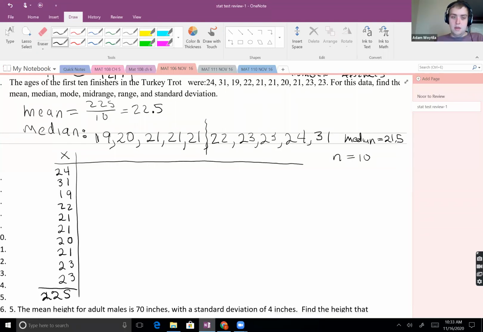What's the mode? 21. There are more 21-year-olds than anything else.